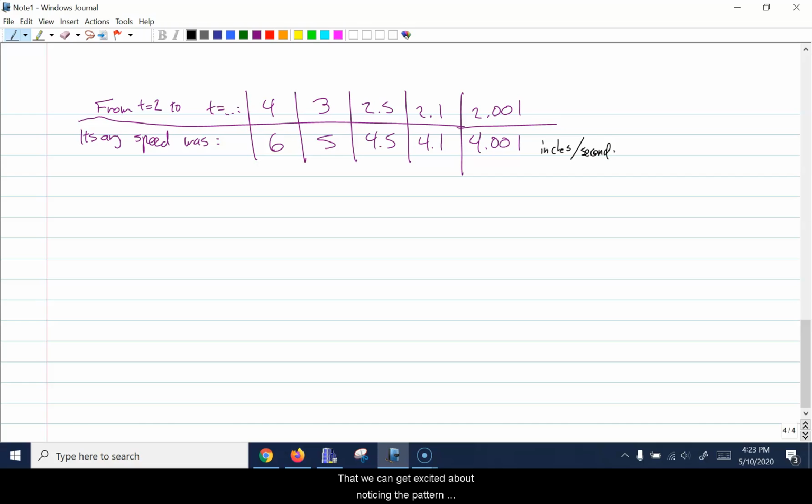We can get excited about noticing the pattern here, like that 0.001 becoming that 0.001 is probably not a coincidence, but I don't want to focus too hard on that, because that pattern is easy to spot for the function x squared we noticed, and very often it's going to be much harder to spot, so we don't want to get too focused on that aspect of it. The thing I do want to focus on is that these numbers look like they're getting closer.